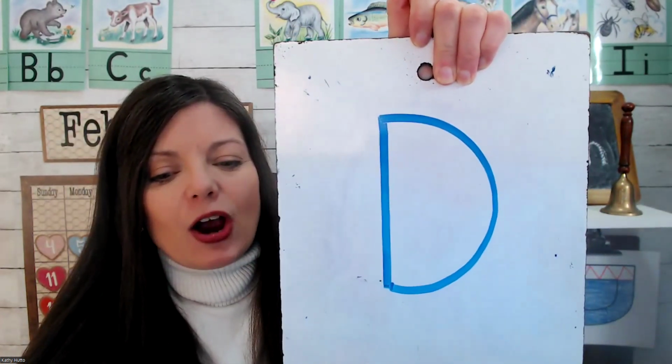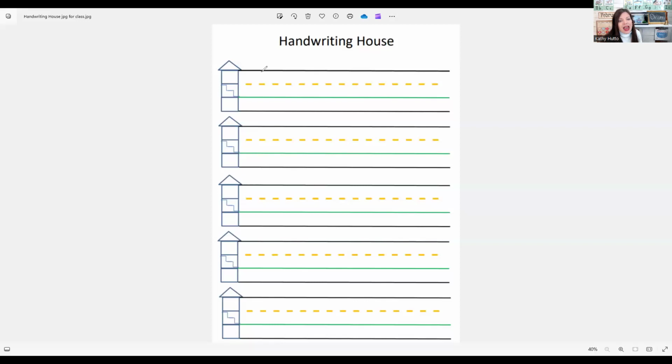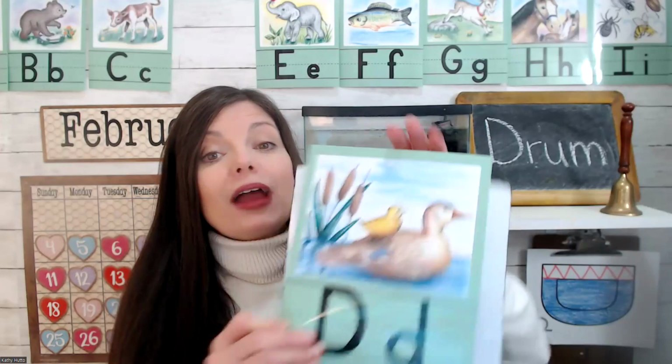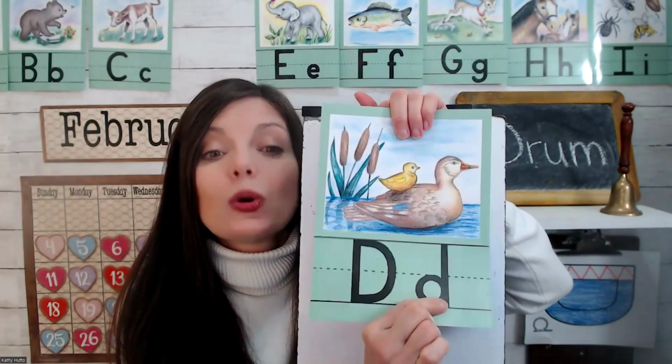Let's practice making our uppercase letter D's. First, go down and then curve around. Down and curve around. You try. Down and curve around from the top to the bottom. Down and curve around.